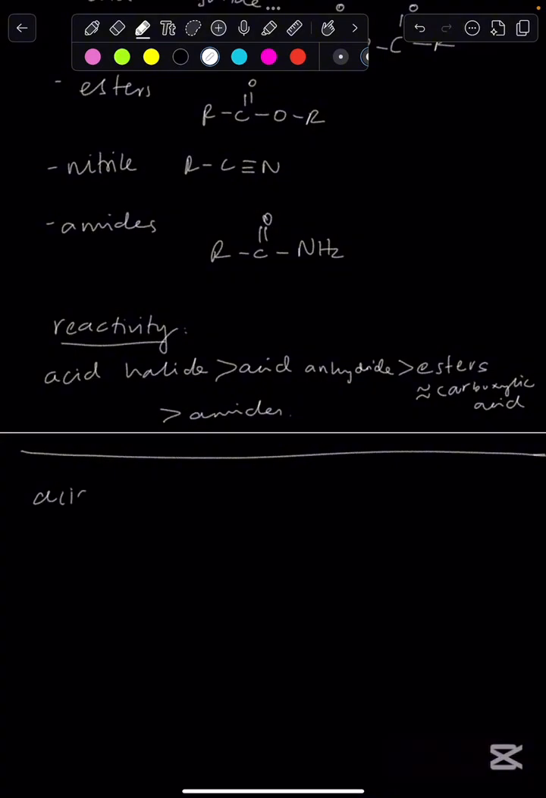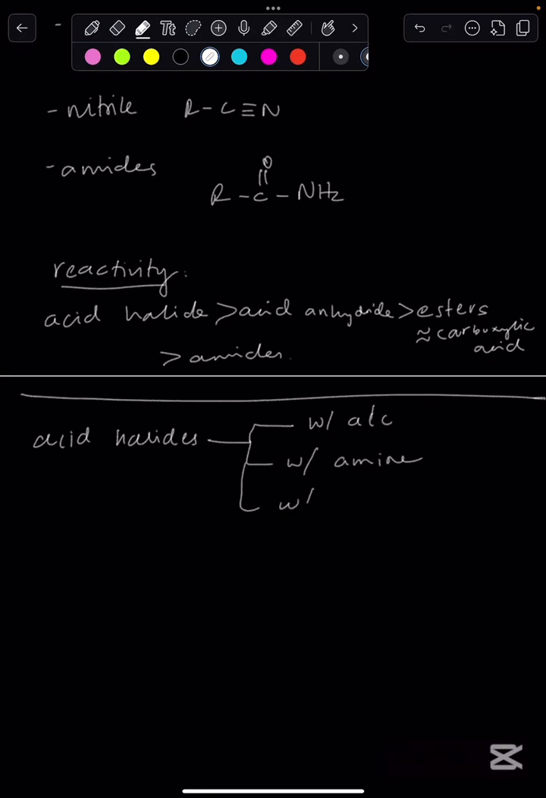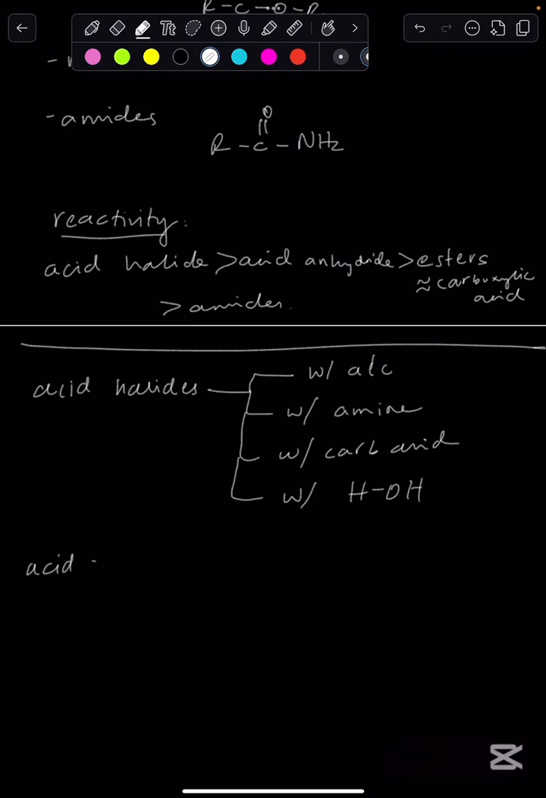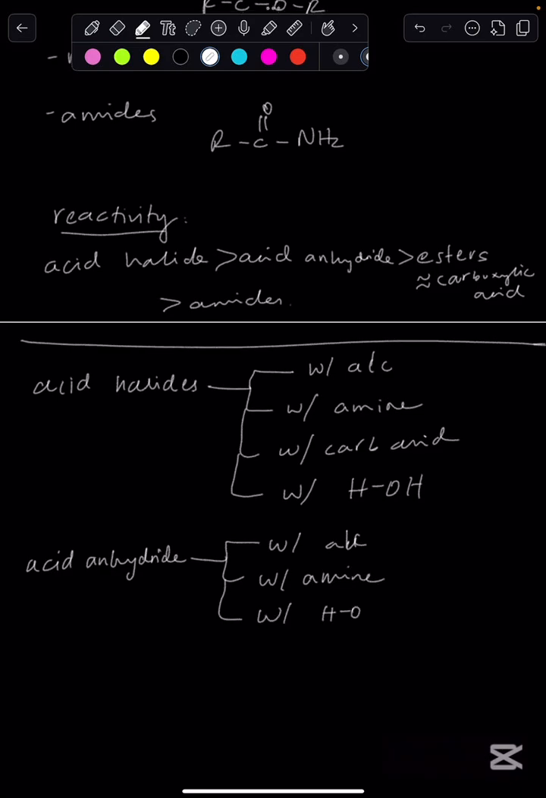So first is the reaction of acid halides. Since they are the most reactive, they show a variety of reactions with alcohol, with amine, with carboxylic acid, and with water. So I'll just write the general scheme first. With acid anhydride, we may see reactions with alcohol, with amine, and with water, but not with carboxylic acid.